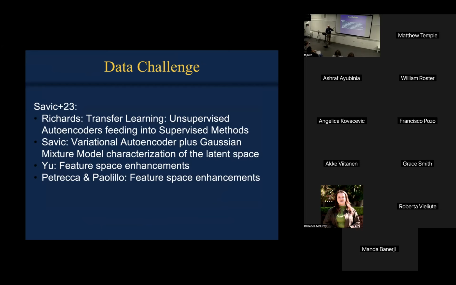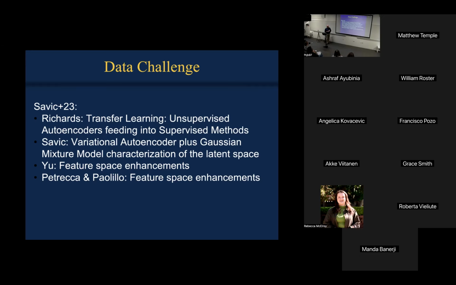So I want to remind you of the data challenge paper Đorđe Savić led, and just a few quick highlights from there. I was pushing transfer learning, unsupervised autoencoders, feeding into supervised methods, like I just said. Đorđe was using variational autoencoders plus this Gaussian mixture model characterization of the latent space. At the time, I didn't like Gaussian mixture models in Bovy. But now, as I've played with stuff, I think it actually makes a lot of sense because he's applying that in the latent space, right?